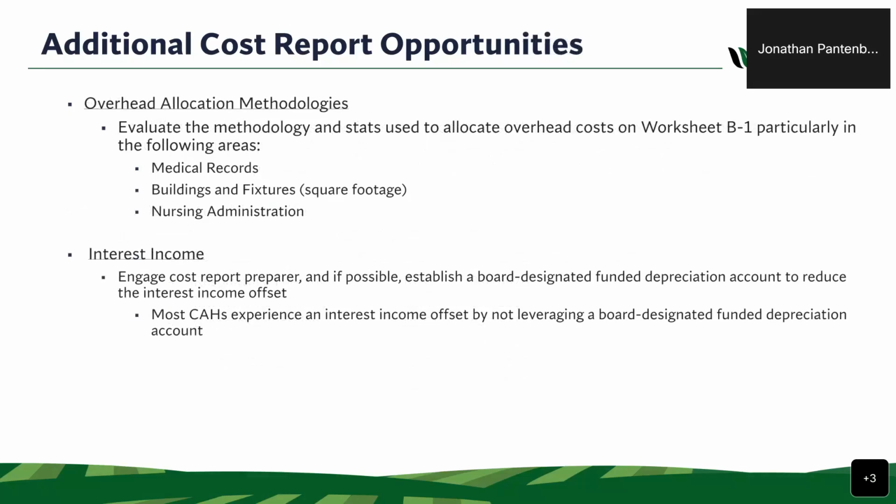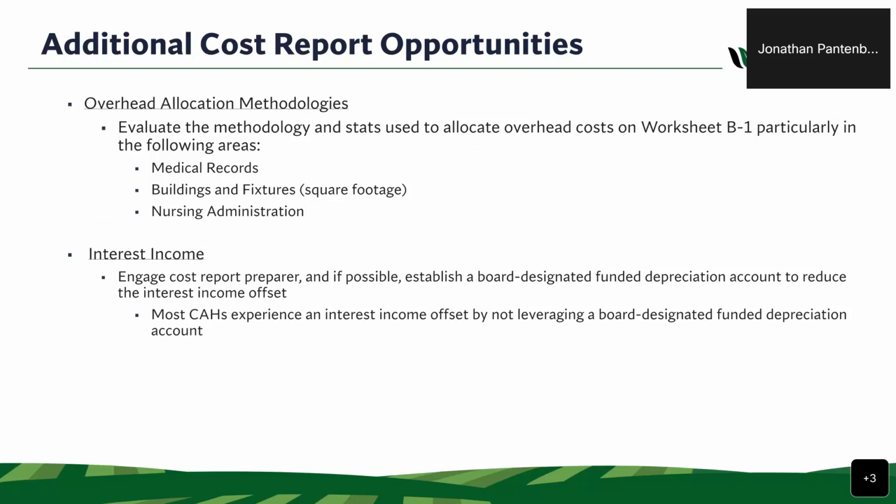The next big area we want to talk about is overhead allocation methodologies. Now, this is on the B-1. When we look at our cost report and how we figure to operationalize our cost report, talk about a tongue twister, one of the biggest opportunities is looking at the stats used to step down overhead cost.